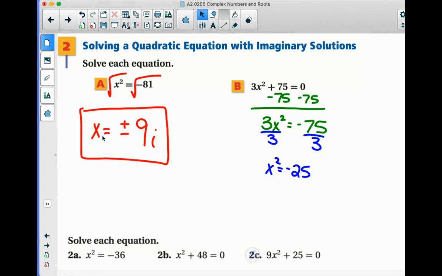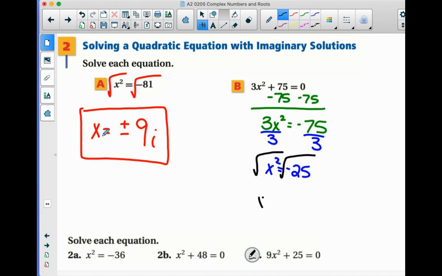And this is the point back in the day where you would say, no solution. But now there are solutions. The square root of 25 would be plus or minus 5. But the negative, we've got to throw an i behind it. So plus or minus 5i.